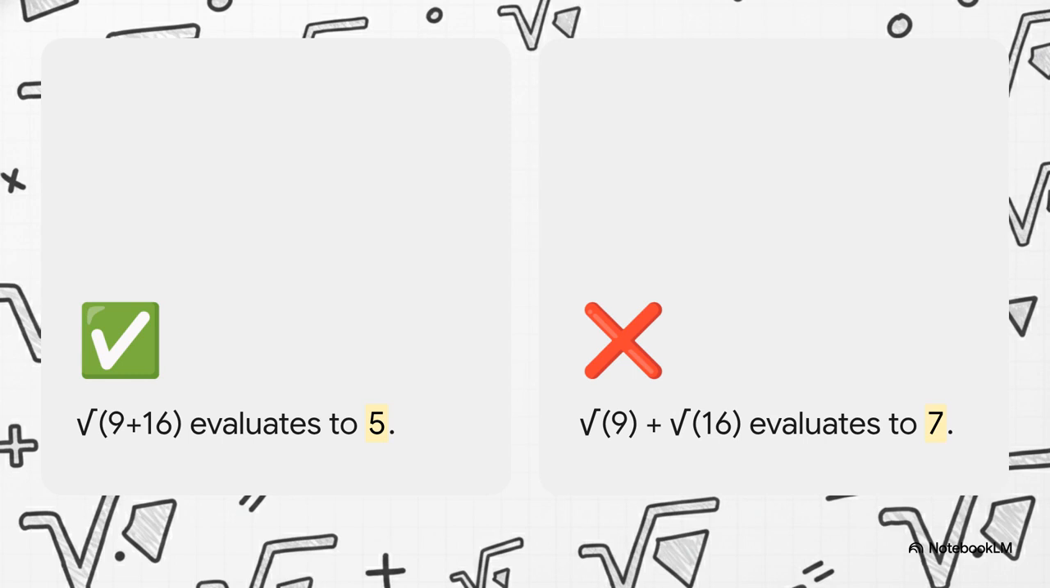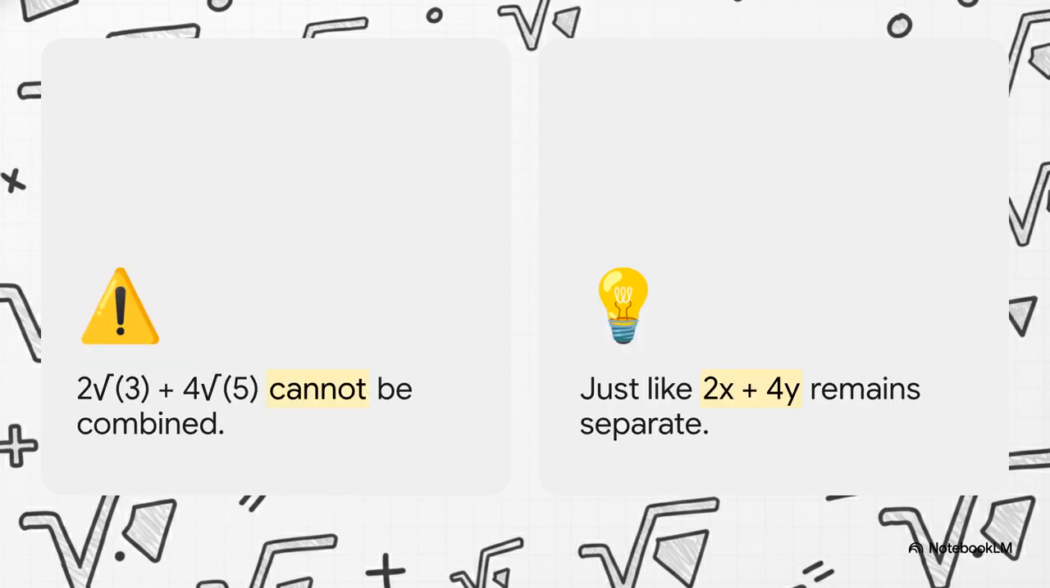It's a huge no-no. And here's our second mythbuster for the day. What happens when we have unlike radicals? Say 2 times the square root of 3 plus 4 times the square root of 5. Can we just smash those together and make it 6 times the square root of 8? Absolutely not. Think back to standard algebra. If you have 2x plus 4y, you can't just combine them into 6xy, right? Because x and y are entirely different variables. Well, radical symbols act the exact same way. The square root of 3 and the square root of 5 are completely different values. Because they are unlike, they simply cannot be combined.